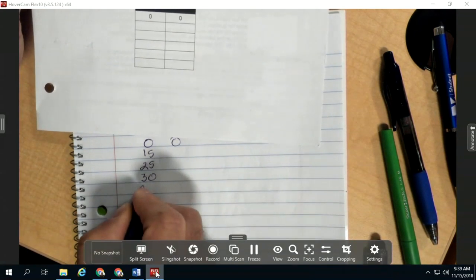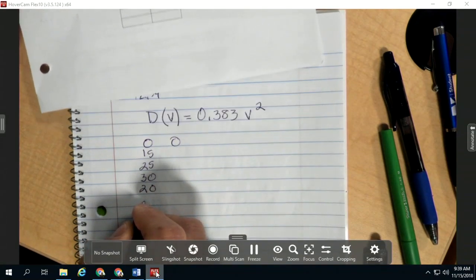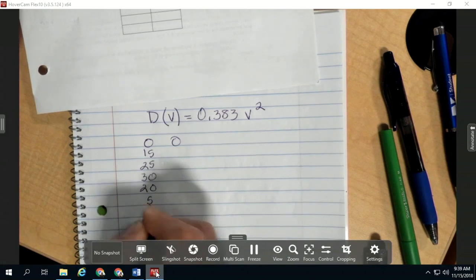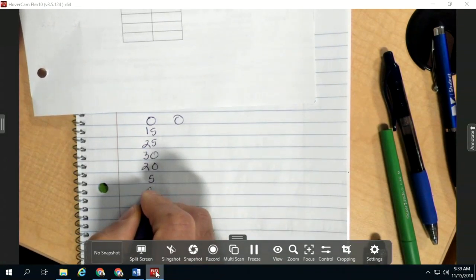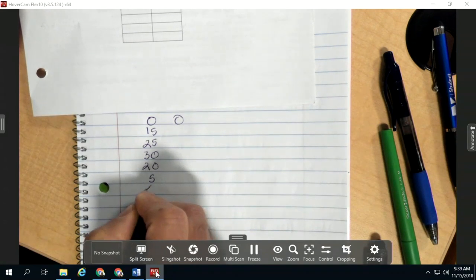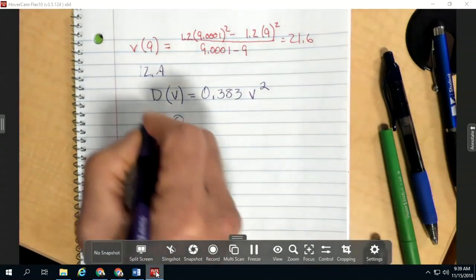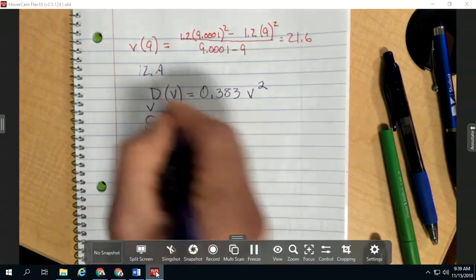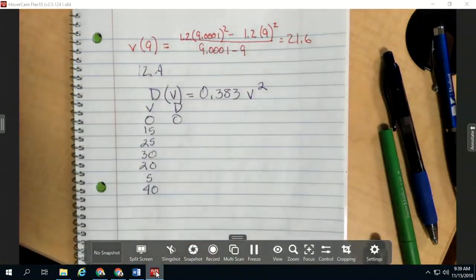Jess, what are you going to do? Now your table, Felicia. 5. And Menominee, what are you guys going to do? 40. Ooh, you are really cooking. Okay, these are speeds in miles per hour, so these are velocities. We are going to get the drag factors.